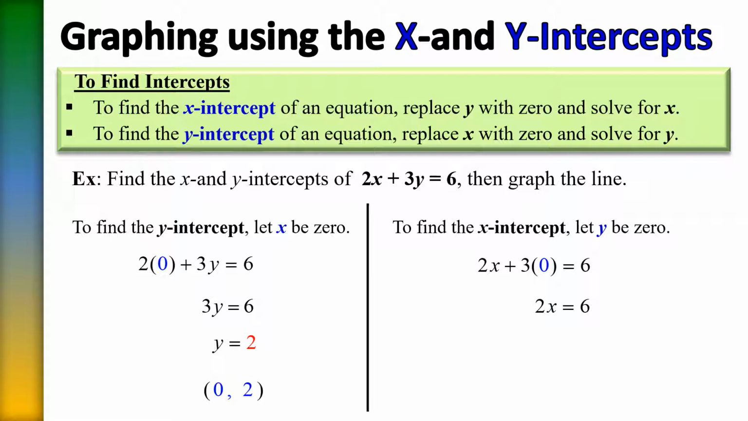Last step to solving this equation is to do what? That's correct. Divide by 2 and x equals 3. So what that means is when you plug in a 0 for y, what you get out for x is a 3.